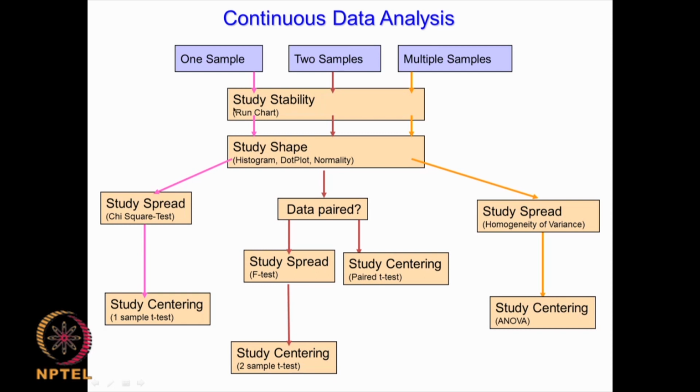One is called the studies table, run chart, then we can look at the shape, we can create a histogram and see whether it looks normally distributed, then we can look at the data and so on actually. And then there is something called a chi-square test, and then there is something called a t test. T tests are generally meant for comparing means, chi-square tests are generally meant for comparing ratios, and there is something called F test which is generally meant for comparing variances or spreads actually.